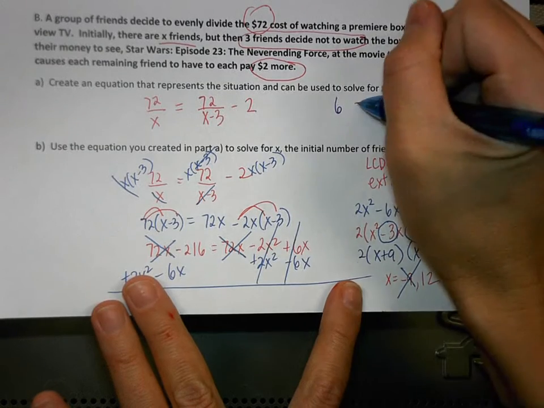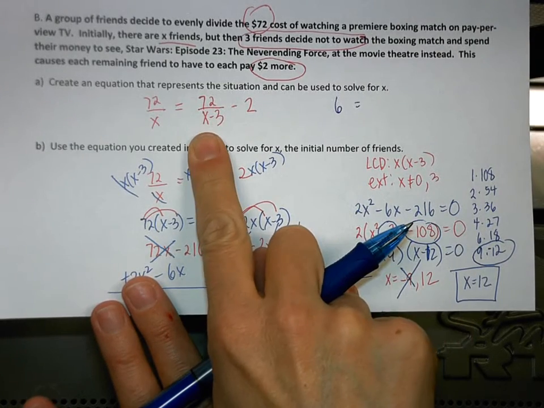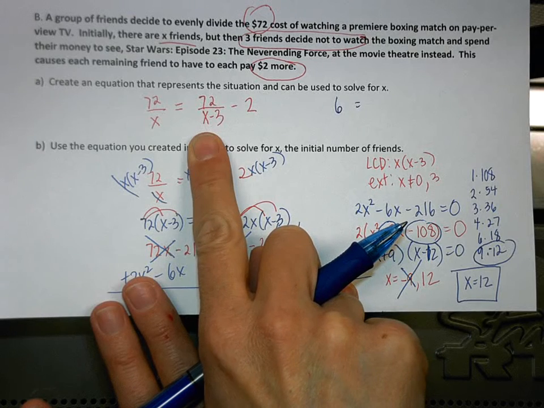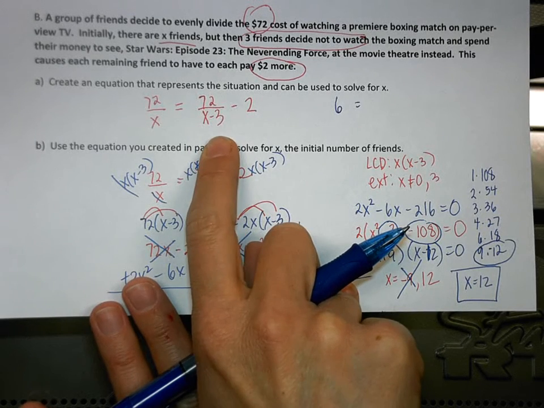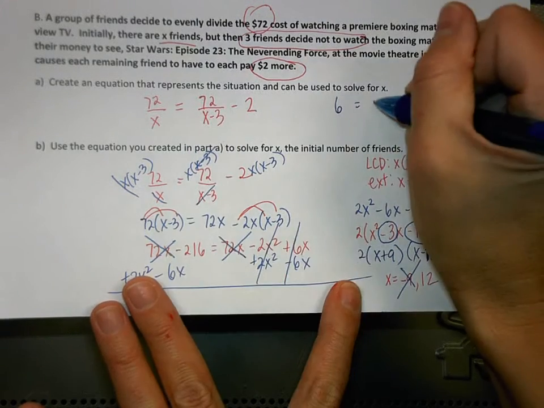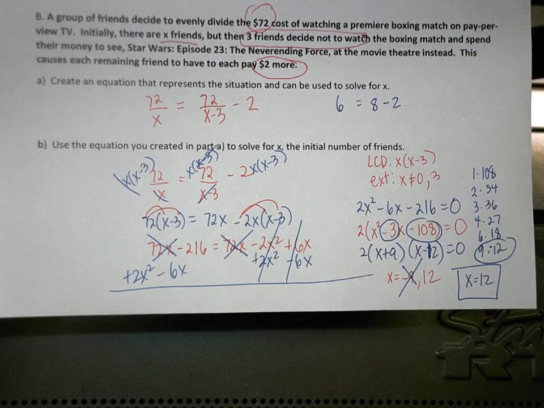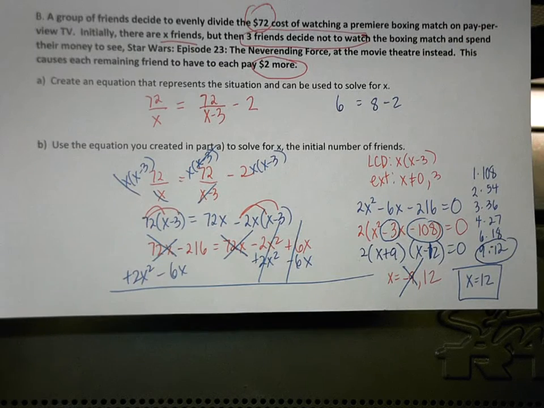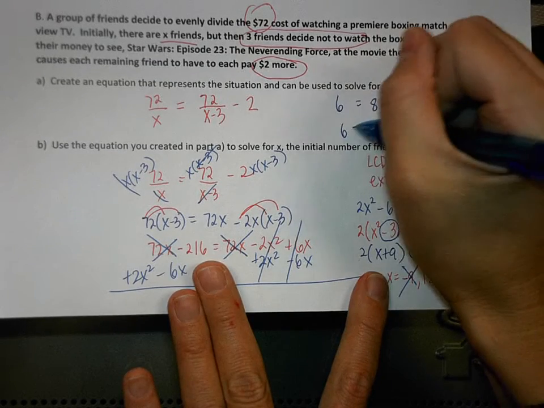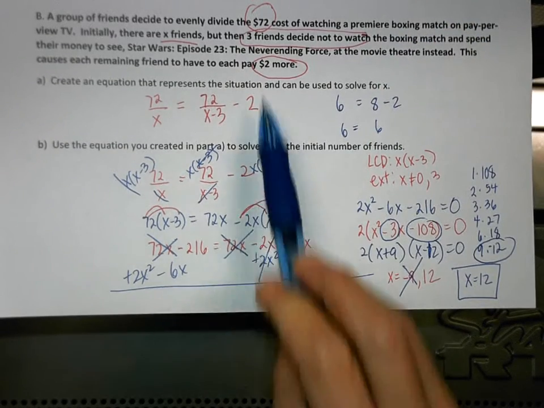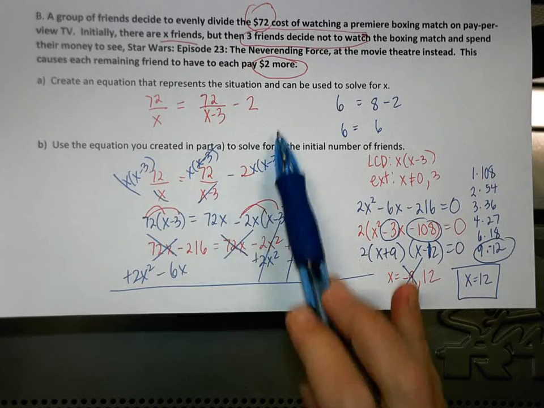Okay. Then if we go here, what is 12 minus 3? 9. What is 72 divided by 9? 8. And then minus 2. Does that make a balanced equation? Yeah, right? Because that ends up making 6 equals 6. Okay, and they paid $2 less if they had.